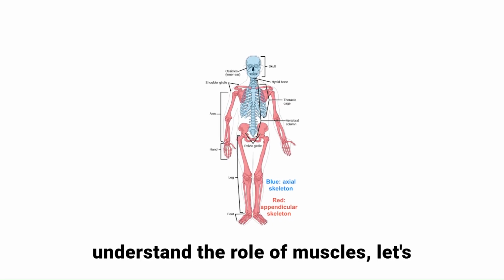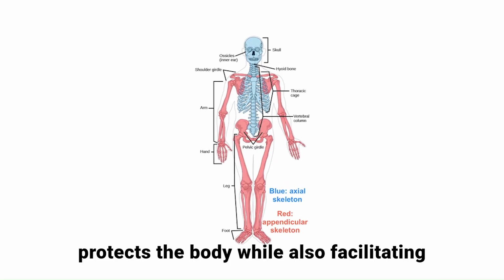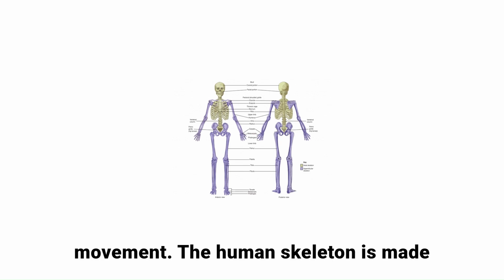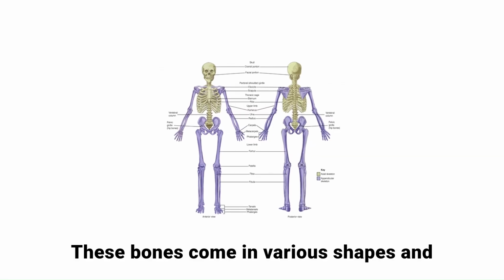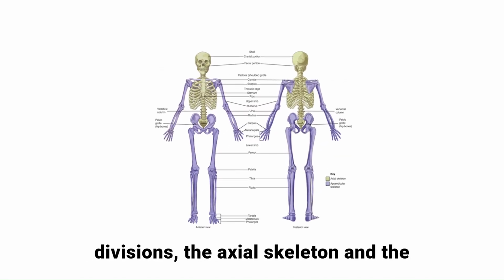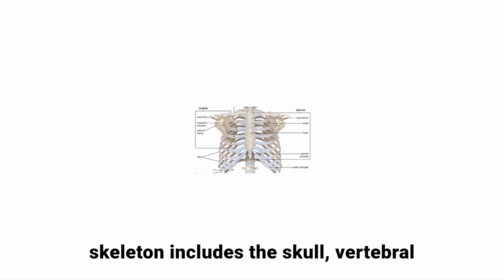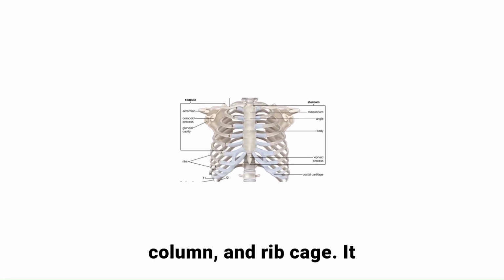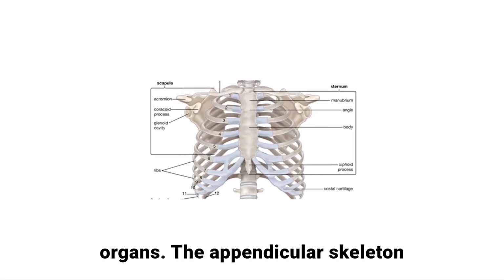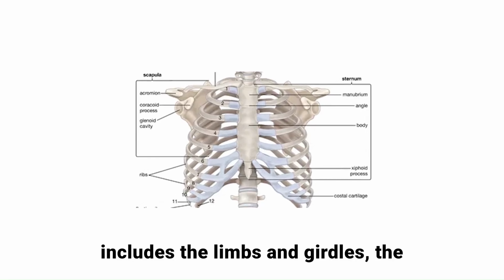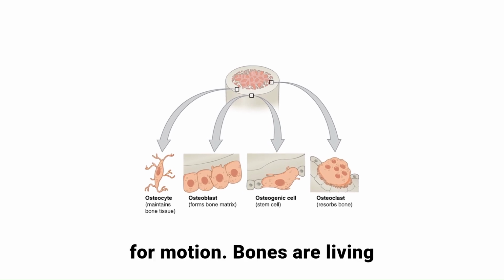Now that we understand the role of muscles, let's shift our attention to the skeletal system, the framework that supports and protects the body while also facilitating movement. The human skeleton is made up of 206 bones in an adult. These bones come in various shapes and sizes and are organized into two major divisions, the axial skeleton and the appendicular skeleton. The axial skeleton includes the skull, vertebral column, and rib cage. It provides central support and protection for the brain, spinal cord, and thoracic organs. The appendicular skeleton includes the limbs and girdles, the pectoral and pelvic girdles, that connect the limbs to the axial skeleton and allow for motion.